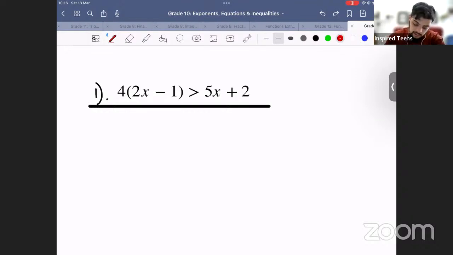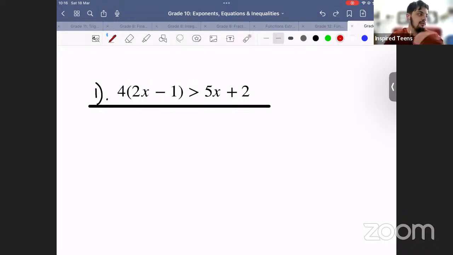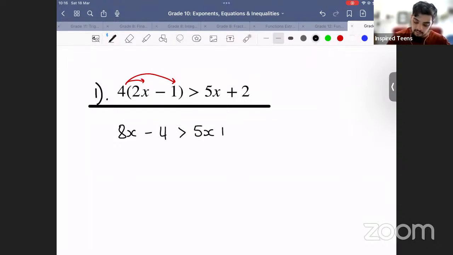So let's discuss it. In this case, they'll tell you to simplify the inequality. So here we just want to get x with respect to this inequality. You're not going to find the value for x, but you're going to say more or less what x could be. Okay, x could be greater than 5 or whatever it is. So the way we solve this is like normal algebra, and then we just work with the inequality. So in this case, I see 4 open brackets, 2x minus 1, I can distribute. So I will have 8x minus 4 is greater than 5x plus 2.